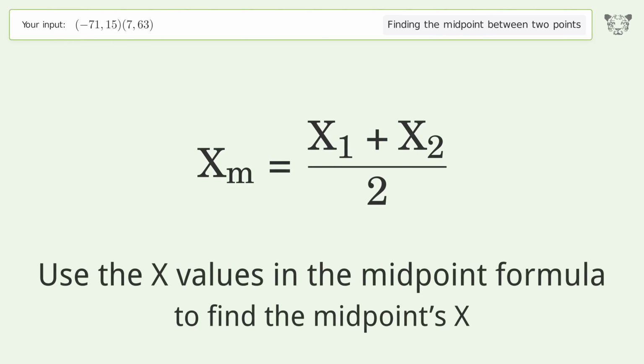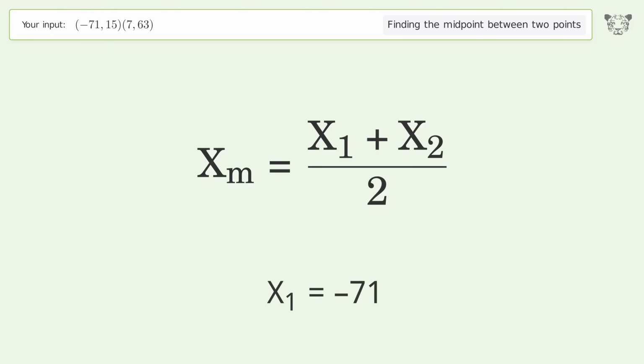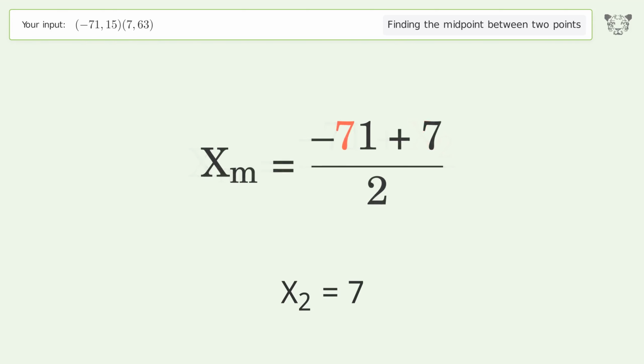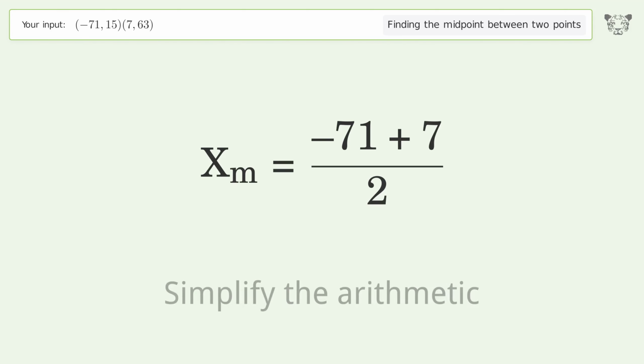Use the x values in the midpoint formula to find the midpoint's x. x1 equals -71. x2 equals 7. Simplify the arithmetic.